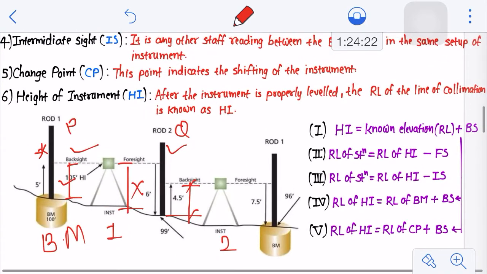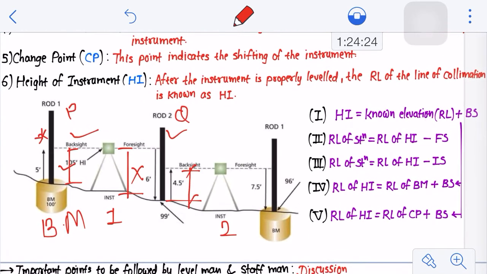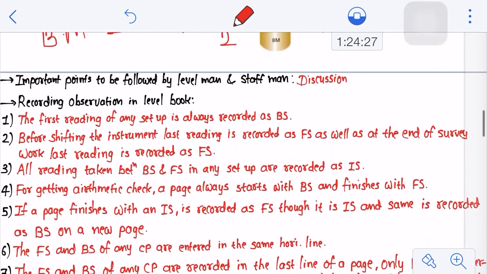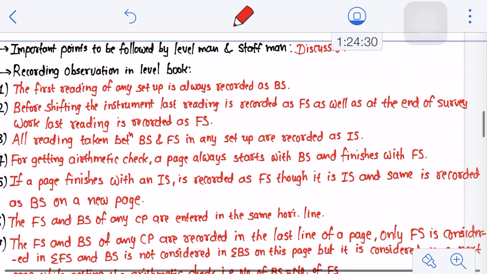I know it is still quite confusing, but it will be very clear when we discuss the example part, right? So these were the different special terms used in leveling. Now the next topic is a form of discussion. I'll summarize very quickly that there are certain important points that have to be followed by your levelman and the staffman.